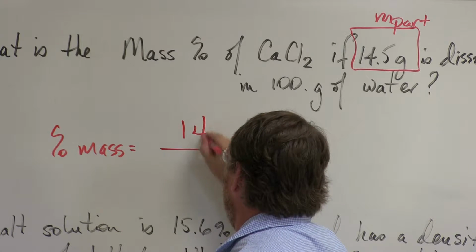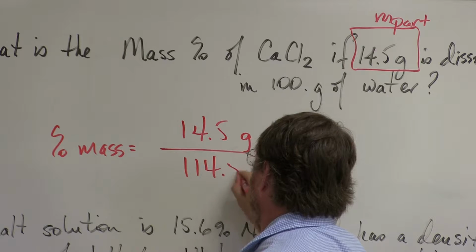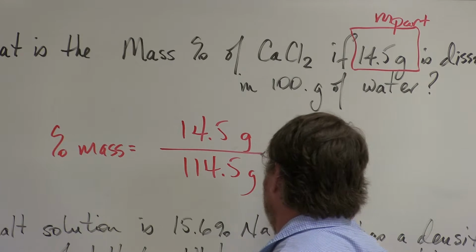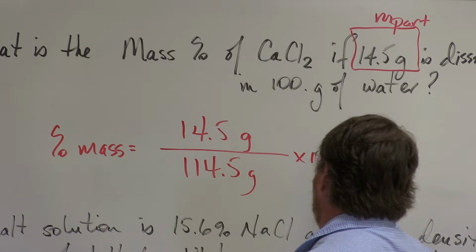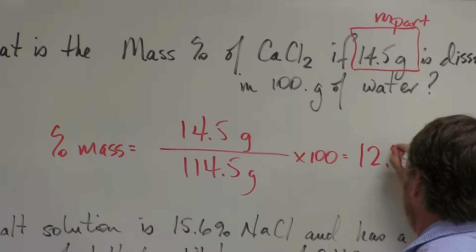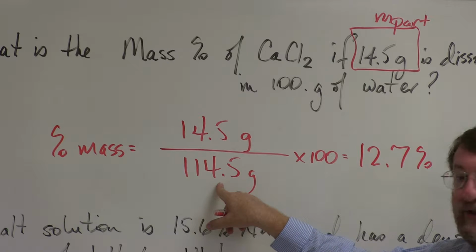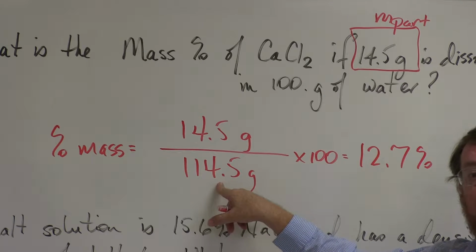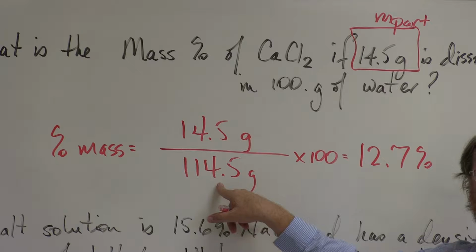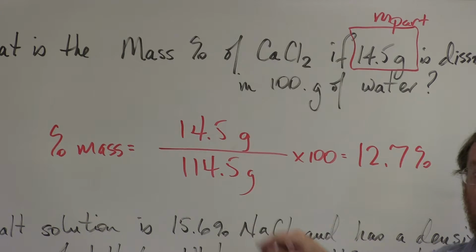So we're going to have 14.5 grams calcium chloride over 114.5 grams total. Then obviously we'll multiply that by 100. And that total percent is 12.7%. So again, this is the total, not the mass of the other component. We're not doing the ratio of the masses of the 2 or 3 components. We're doing the mass of the part over the whole.